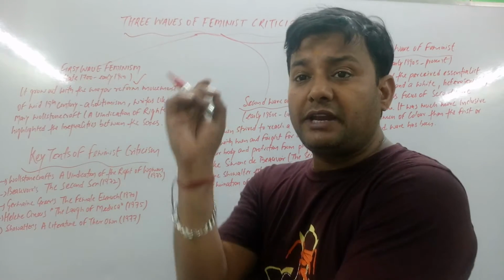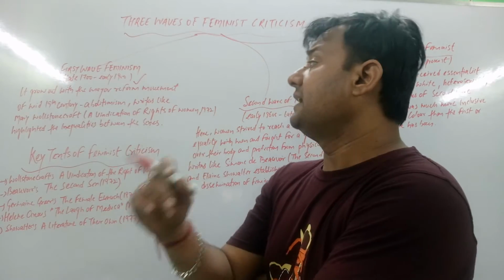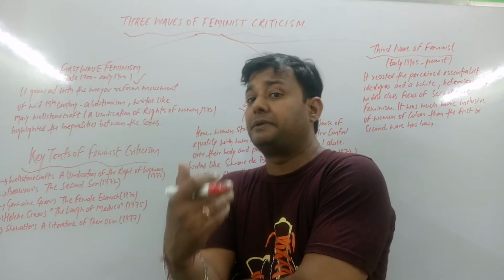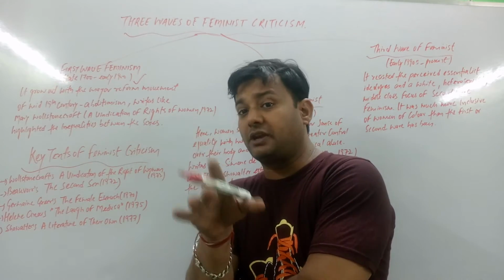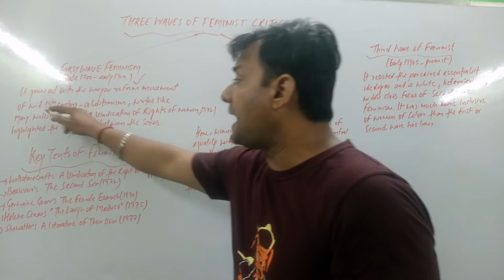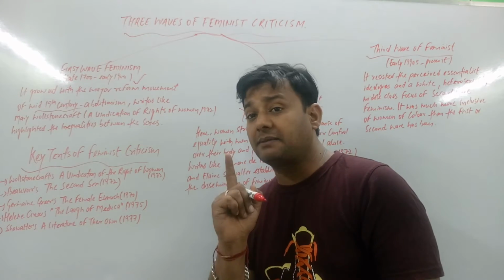What are the basic things that we need to keep in our mind so that we can do it easily? The first thing, it goes out with the major reform movement. याद रखें, major reform movement से शुरू हुआ था in 17th century. It goes out to the major reform movements of the mid 19th century. Abolition, right to life.